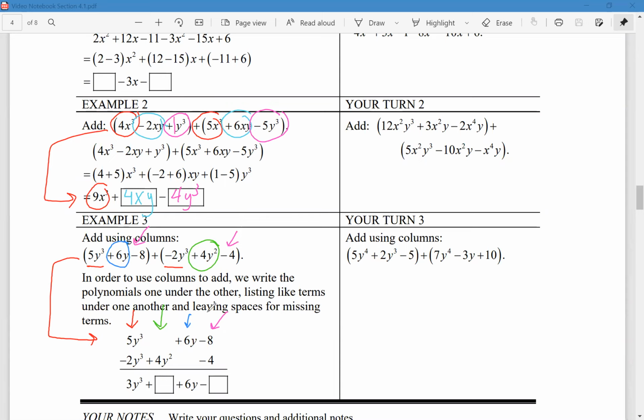So then we just add the coefficients as we're combining like terms. So 5y to the third minus 2y to the third is 3y to the third, plus here we have just 4y squared, and then plus 6y, and then minus 12. All right, there we go.